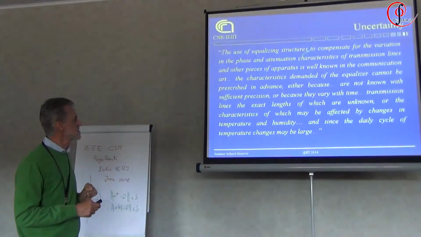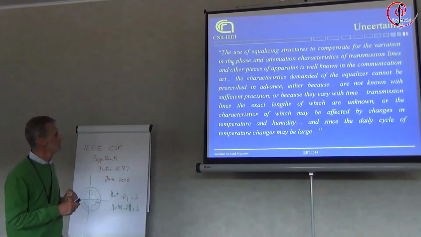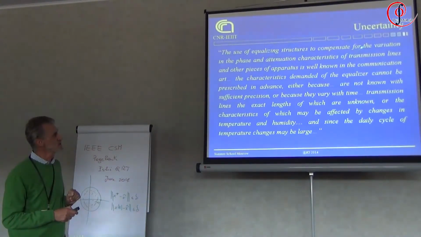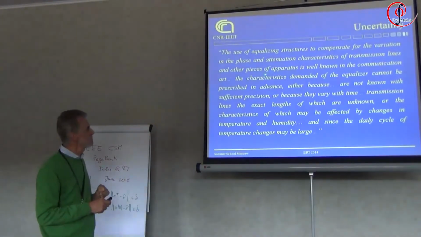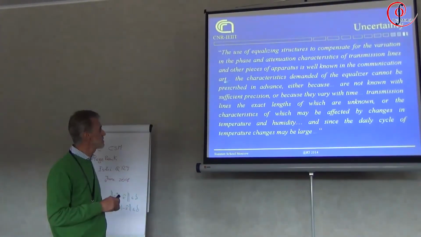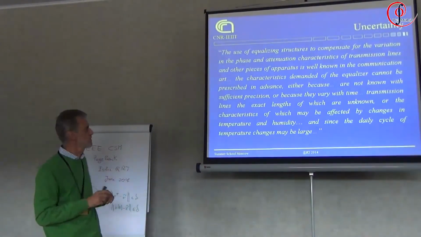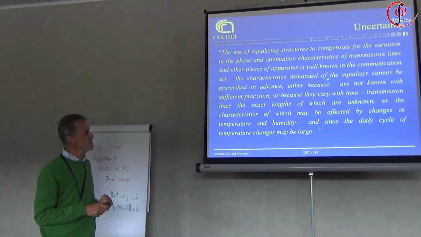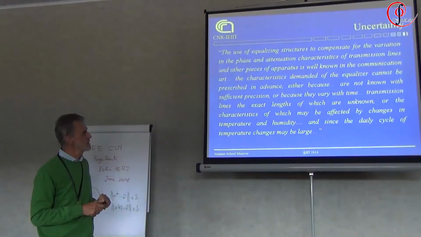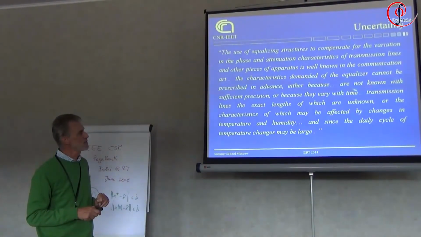We use equalizing structures to compensate for the variation in the phase and attenuation characteristics of transmission lines and other pieces of apparatus, as is well known in the communication literature. This is also related to some comments I was making the other night on control, communication, information field. The characteristics demanded of the equalizer cannot be prescribed in advance, either because they are not known with sufficient precision or because they vary with time. Transmission lines, the exact length of which is unknown, or the characteristics of which may be affected by changes in temperature and humidity, and since the daily cycle temperature changes may be large.